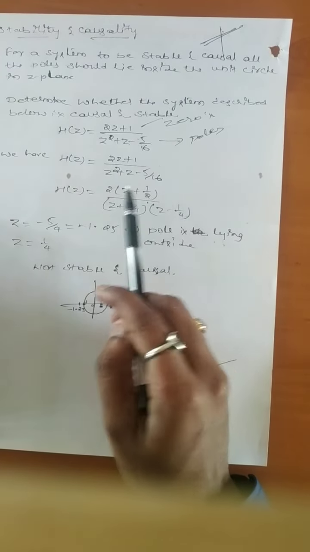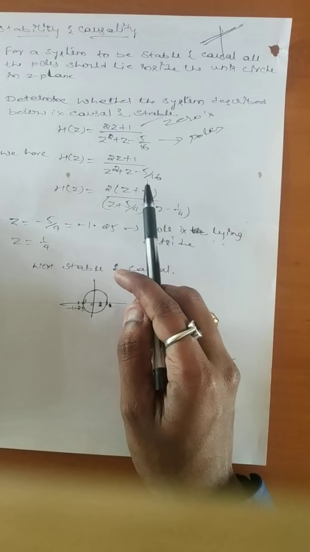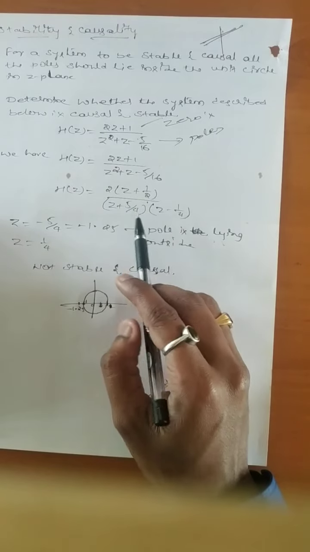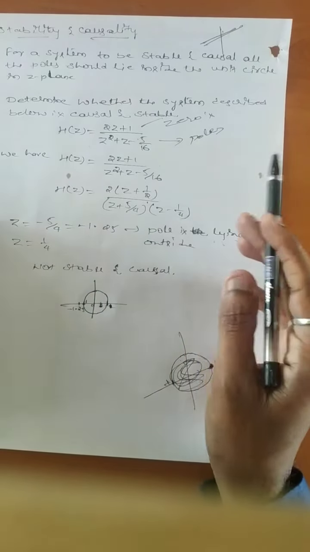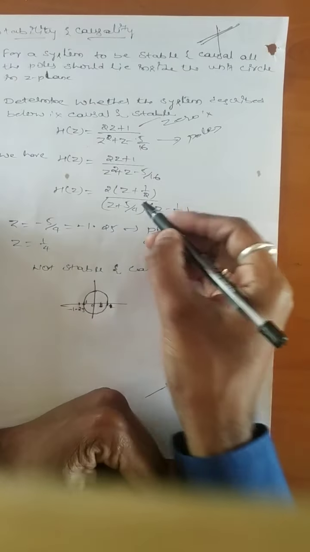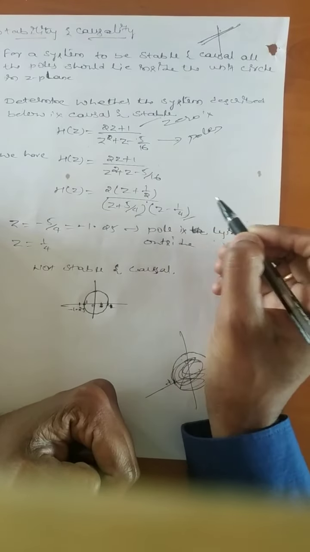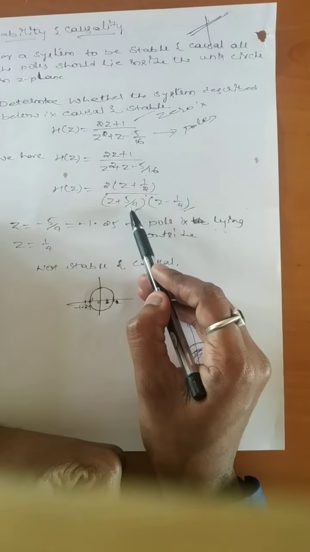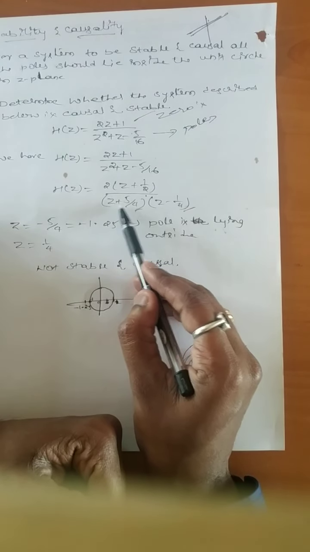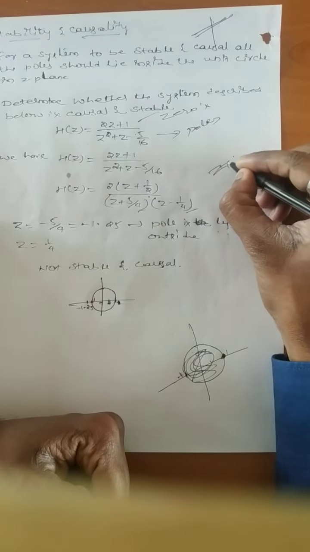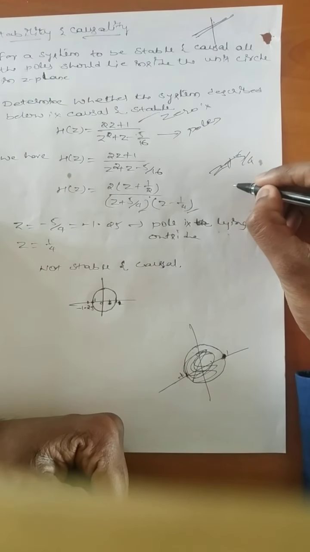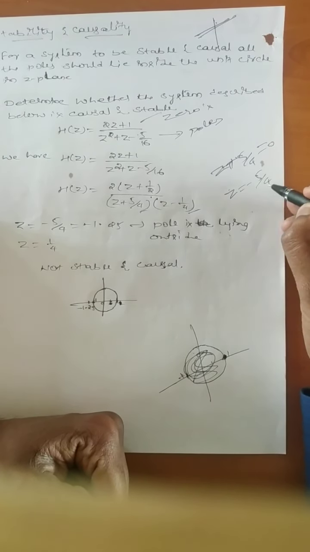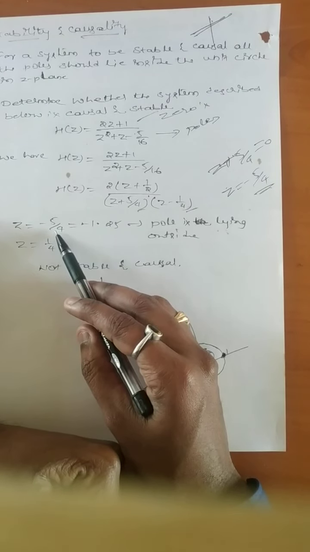If you add, you have to get z, and if you multiply, you should get 5 by 16. These are the 2 values. 5 by 4 minus 1 by 4 will give z, and if you multiply 5 by 4 into 1 by 4, you will get 5 by 16. So these are the poles, that is 5 by 4 and minus 1 by 4 are the poles, and 1 by 2 is a zero. So next, z is equal to minus 5 by 4. If it is written in general form, z plus 5 by 4 is equal to 0, you will get minus 5 by 4.